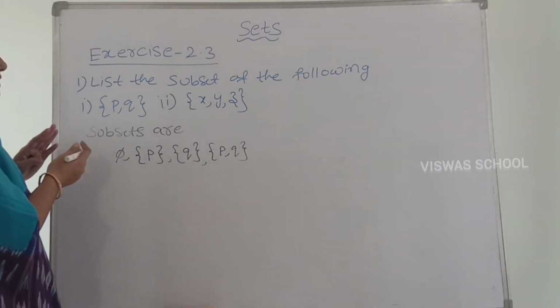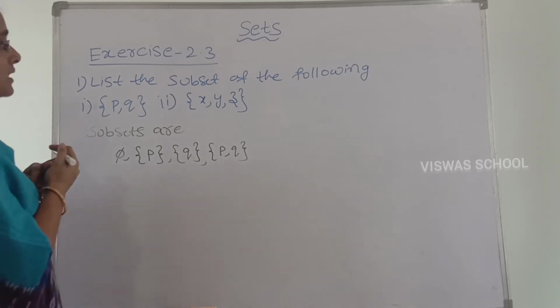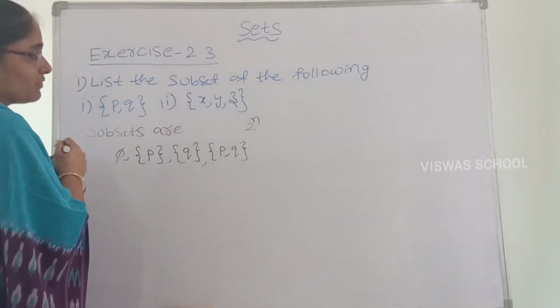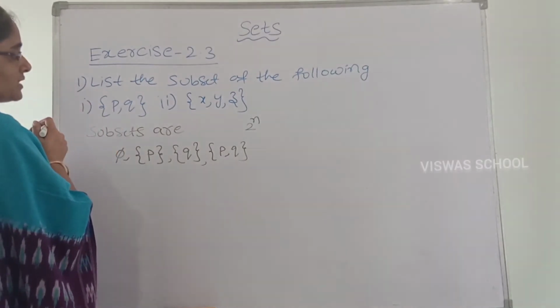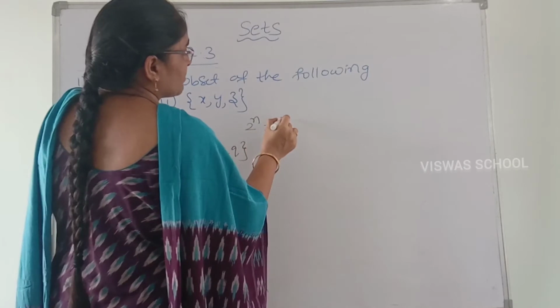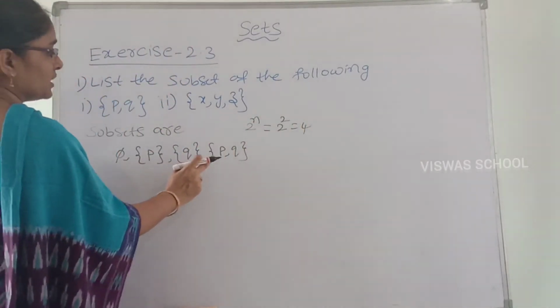Once you see, if the number of elements is n, then the number of subsets in the set is 2 to the power of n. Here we are having how many elements? 2. So the number of subsets is 2 to the power n, that is 2 squared, which equals 4. Once you see, 1, 2, 3 and 4.